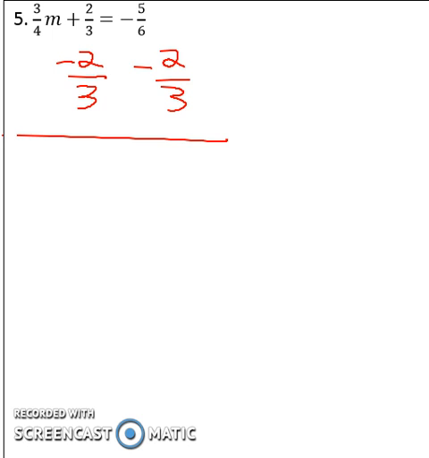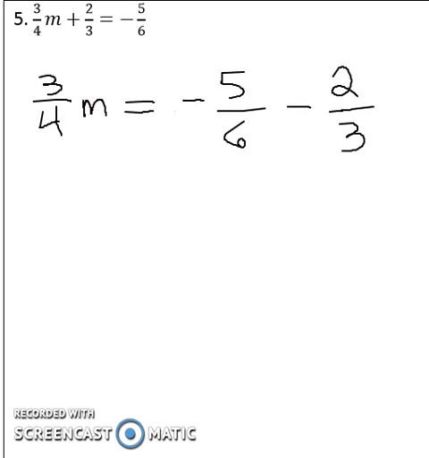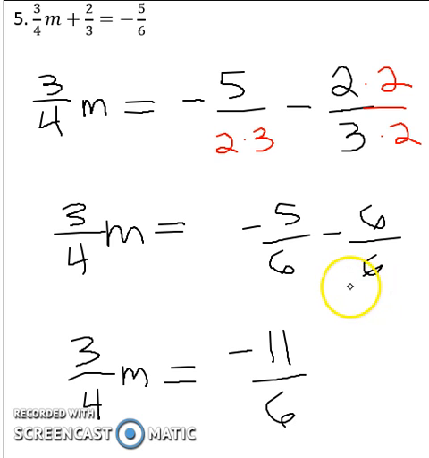And we end up getting 3 over 4m equals negative 5 over 6 minus 2 over 3. And once again, we need to get a common denominator over here on the right. So I can see here that 6 is made up of 2 times 3. And I want the same denominator. So essentially what I'm thinking is I need that 2 over here. And I can't just multiply the bottom. I have to do bottom and top, because that's really a 1. I'm multiplying by 1. I'm not really changing things. So that will give us the same denominator.